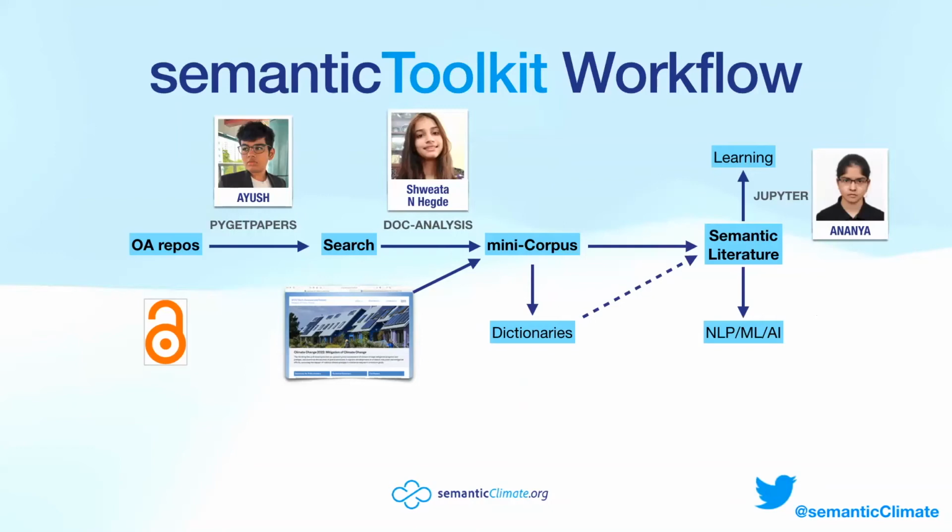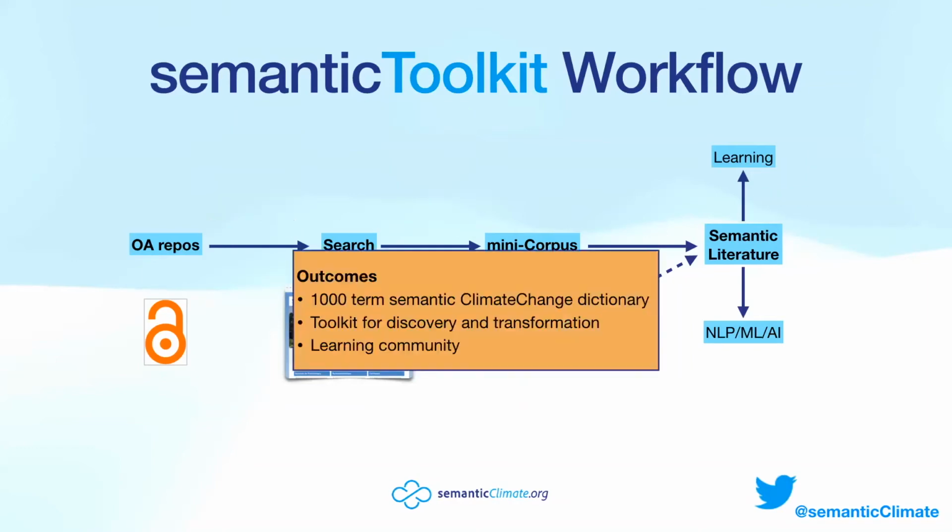So we have the semantic toolkit, and Ayush, Ananya, and Shweta, who are also here today with us in the audience, have created this toolkit, which we are now using for the IPCC, for example, 1 chapter, to create the world's semantic dictionary for the IPCC, the first semantic dictionary for the IPCC with at least 1,000 different terms. And we are doing it automatically.